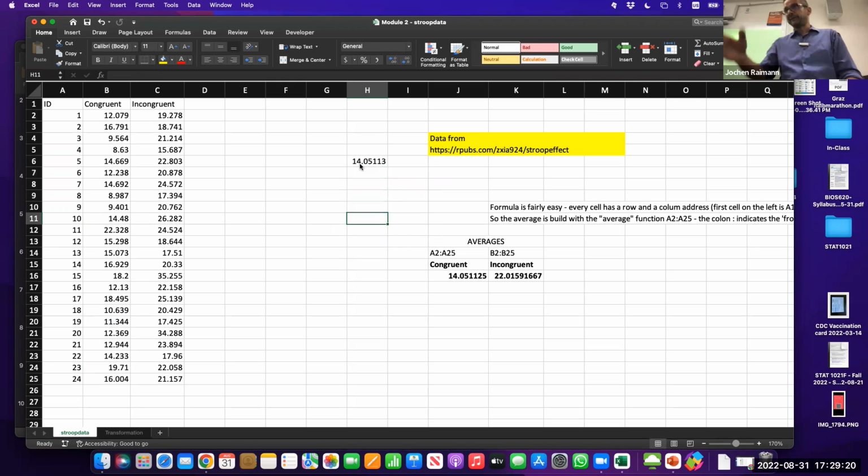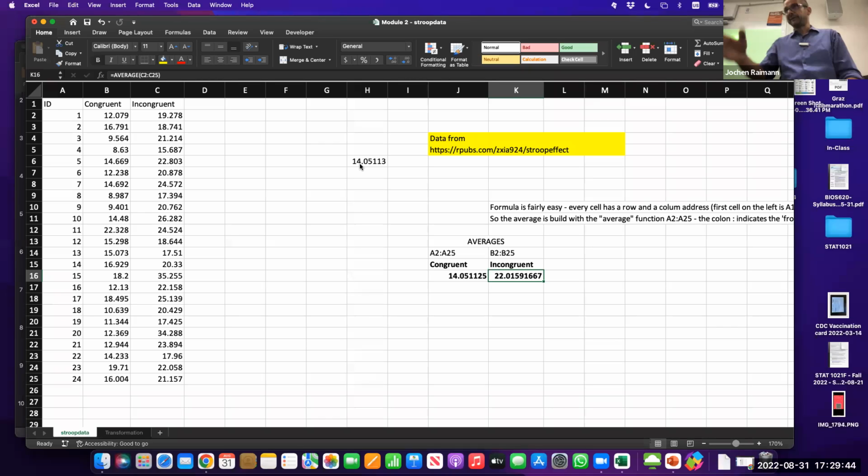So actually I did it down here already. This is the average from B2 to B25. This is incongruent. So when you just look at these averages, you basically see already that incongruent was higher. So it required more reaction time, right? So the average is that number. You add them all and divide by the number of entries.